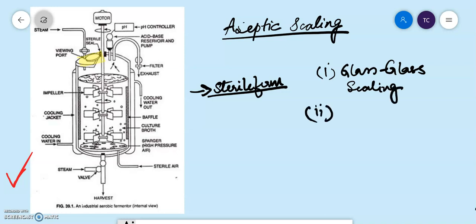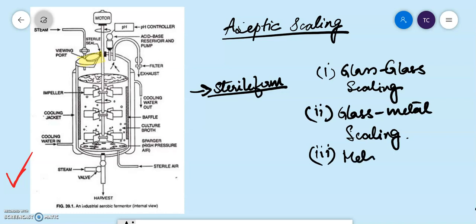Next is your glass metal sealing. Third is your metal sealing. So you may have glass sealing, you may have a glass metal interface, you may have a metal interface.